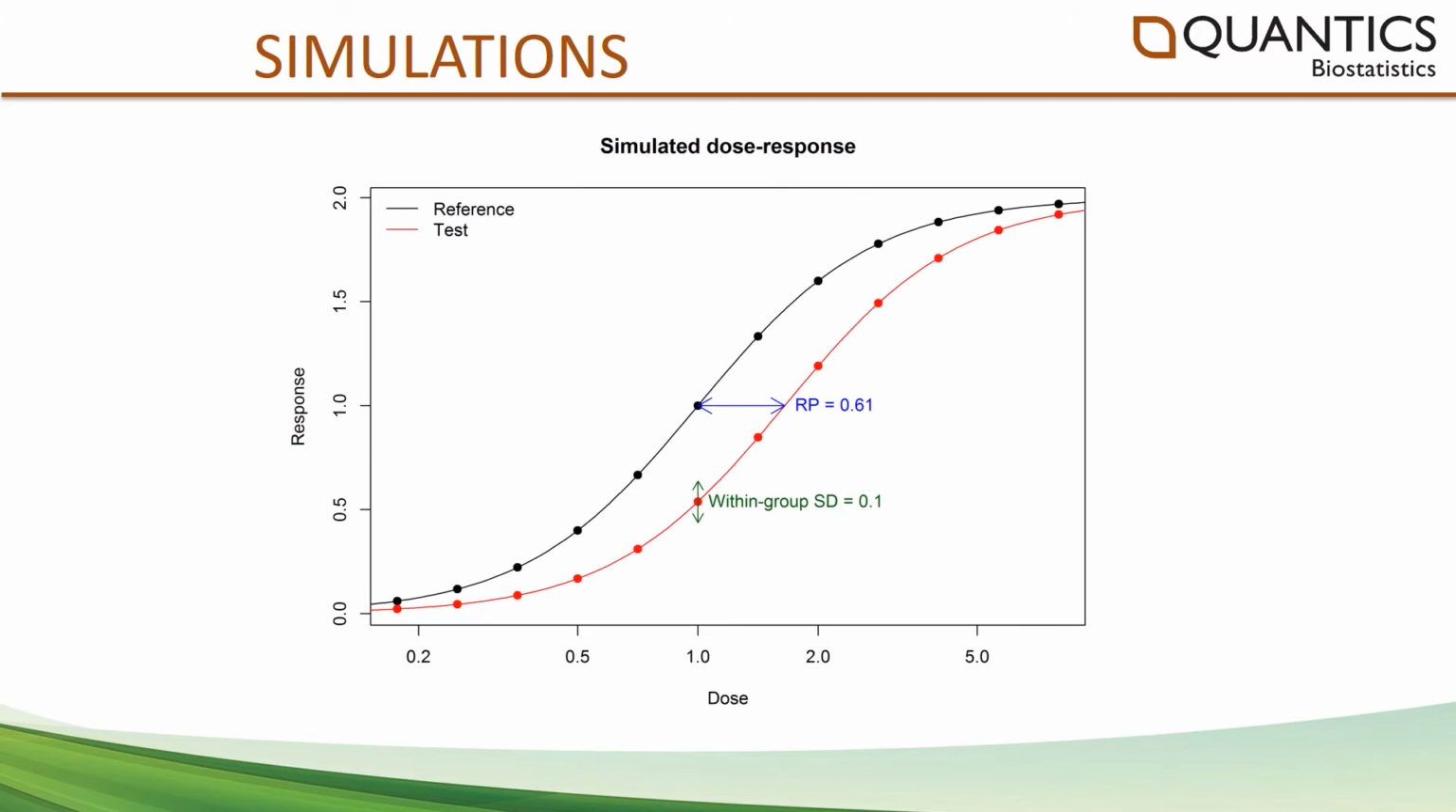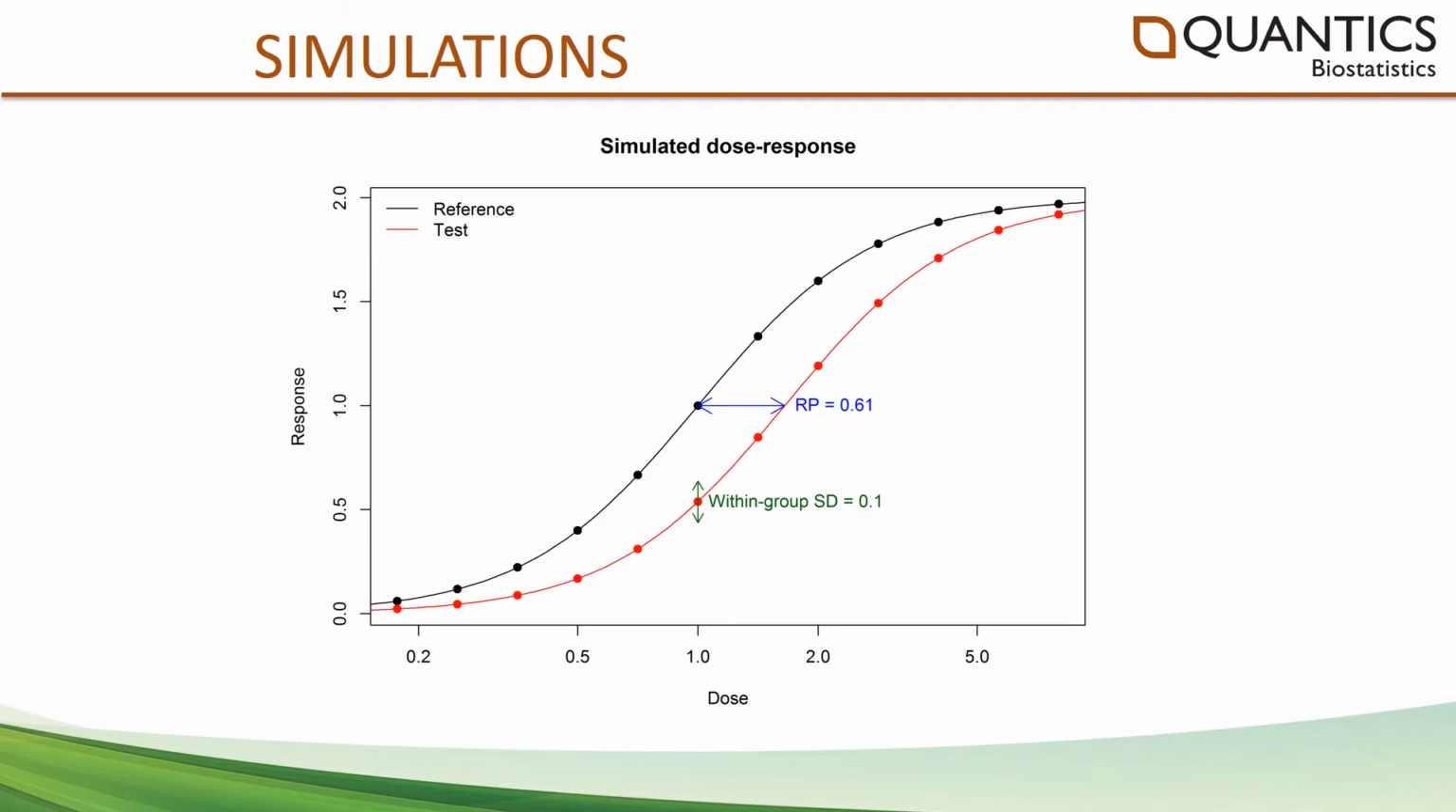This plot shows the situation that we simulated. So we've got 12 doses, a 4-parameter logistic model for each of the reference and the test samples. And what we simulated was the situation where the relative potency of the test with respect to the reference was 61%, and we had a within group variability which was 0.1, and you can see here that the lower asymptote was 0 and the upper asymptote was 2 in response.